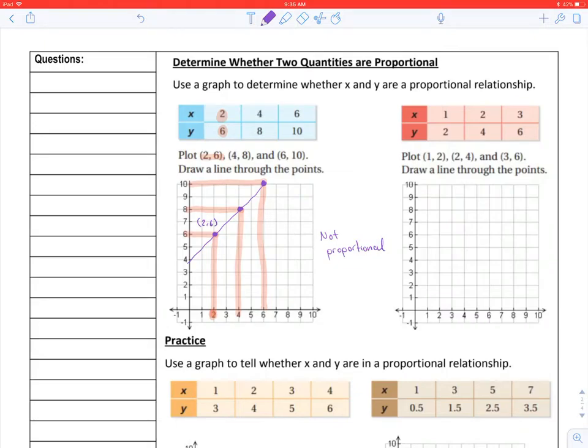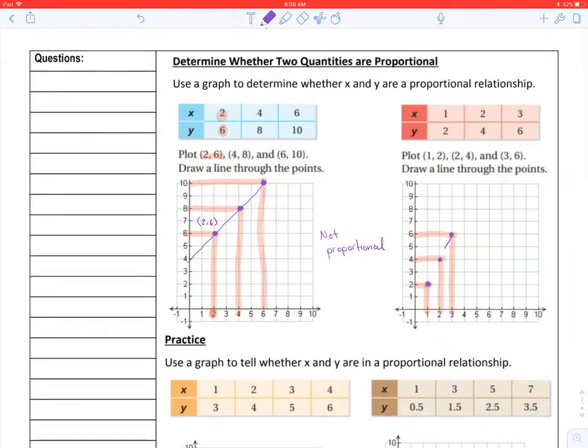So let's check the other graph here and see how that one compares. We're going to start at 1 for x and then go up 2. And then we're going to go 2, 4, and then 3, 6. I'm going to plot those points. And then I'm going to trace them down into a straight line.